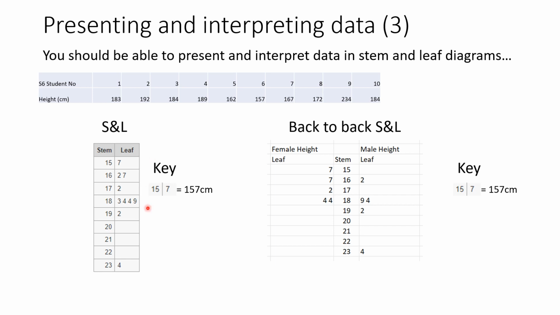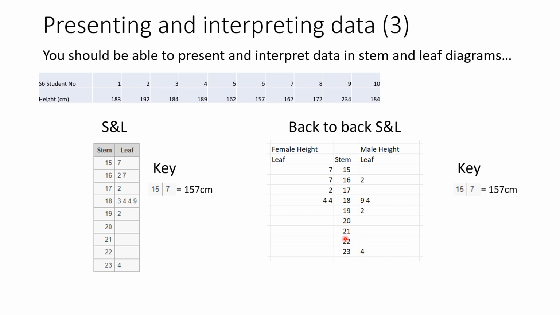Well, first we need a key, and this shows what this wee line in the middle means. So 15 line 7 is 157 centimeters. But if this data set was for something else, this could mean 15.7 centimeters or something like that. And a back-to-back stem and leaf diagram is just two stem and leaf diagrams joined together with their stems joined.